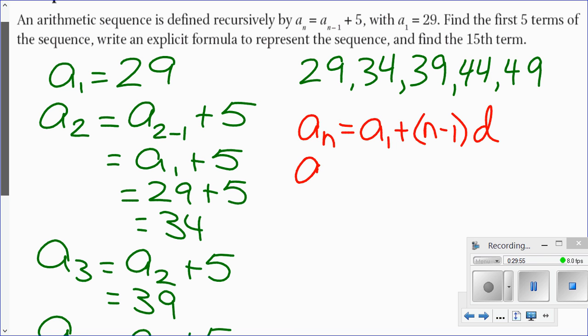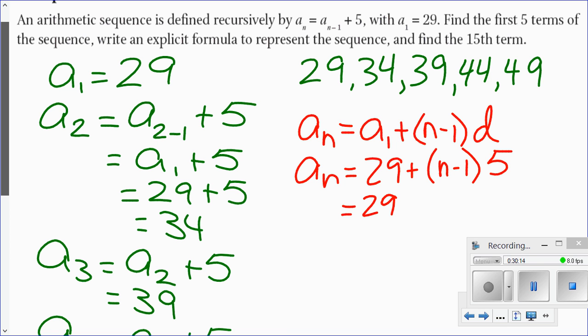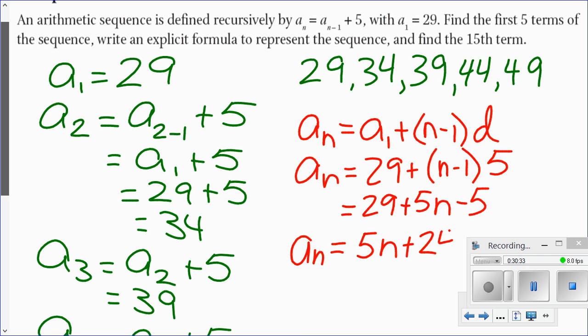So a sub n, what's our a sub 1? 29 plus 1, and what's our D? 5. So we're going to distribute our 5. 5 times n is 5n. 5 times negative 1 is negative 5. So explicitly, a sub n is equal to 5n, 29 minus 5, plus 3.